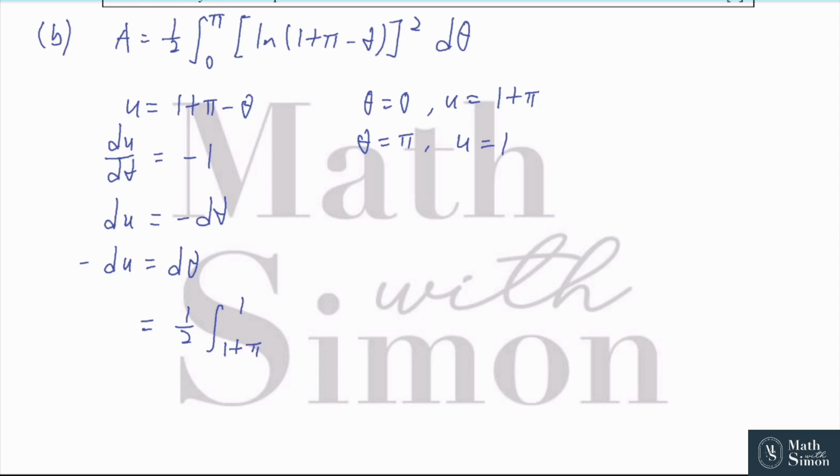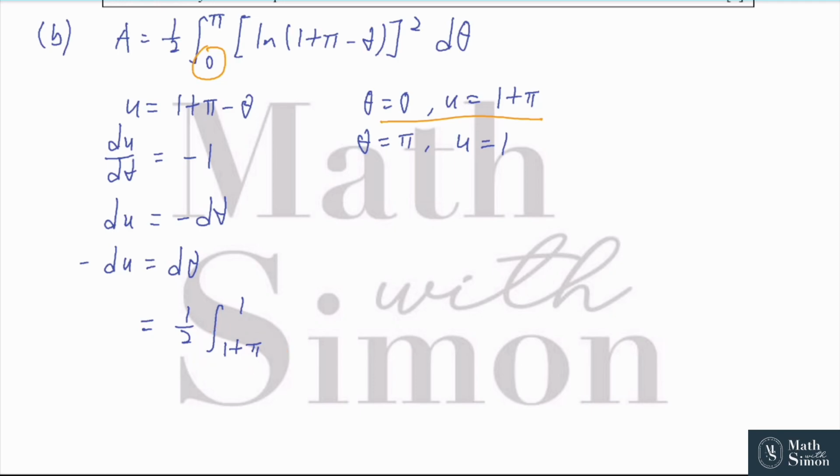So this is a dangerous part here. Do not always assume the lower limit has the smaller value. In the substitution, the values have to correspond. You can see what happened here: when theta is 0, the u here is 1 plus pi. So the 1 plus pi should be at the lower limit there. The values must correspond. Like I said, the assumption that the smaller value is always at the lower limit is wrong. So this is one thing that we need to be careful about as we do the substitution.